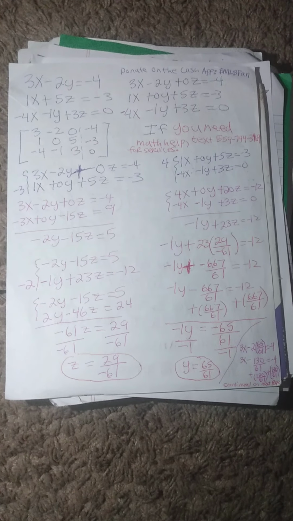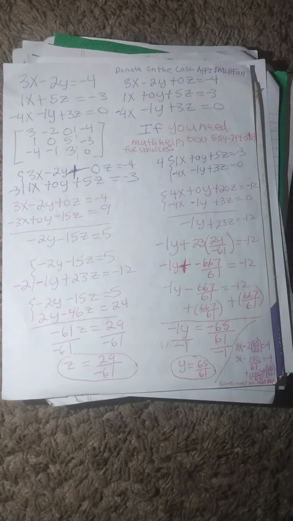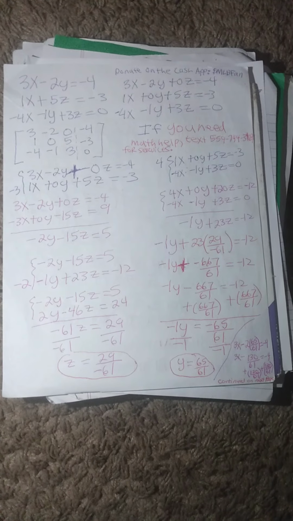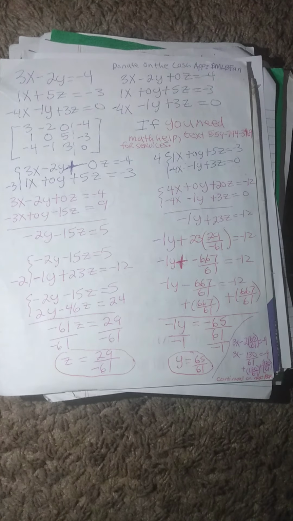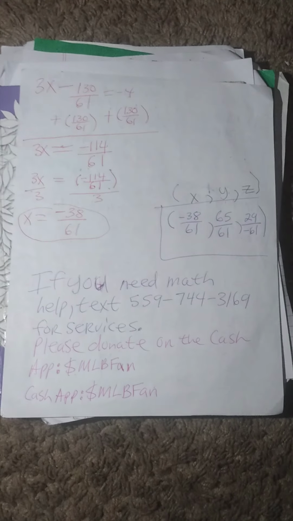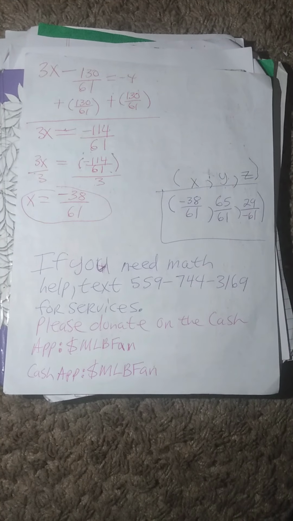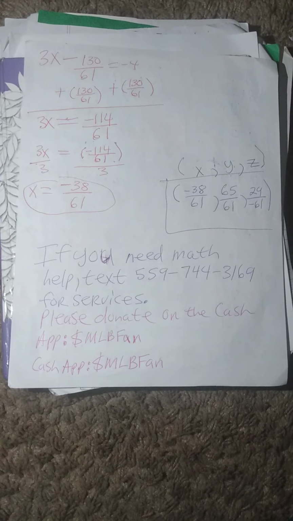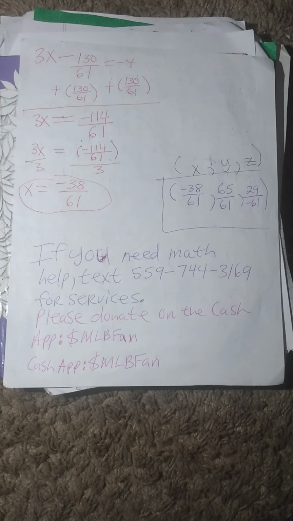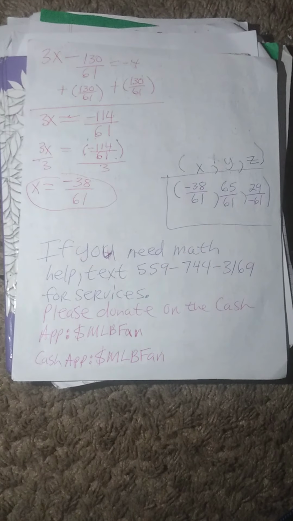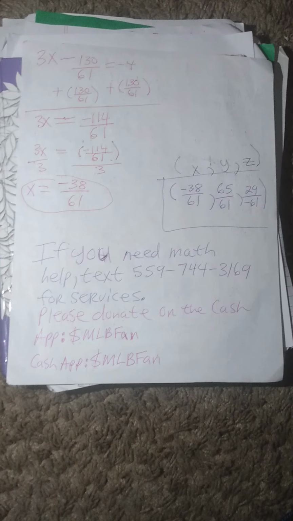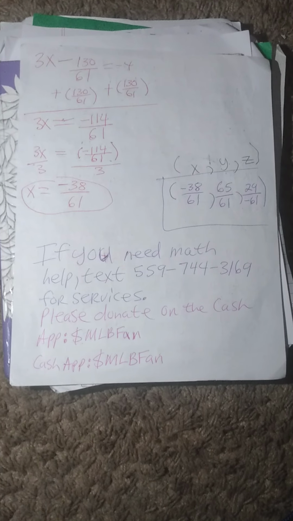So we will plug in the value for y, so it will be 3x minus 2 times 65 over 61 is equal to negative 4. So 3x minus 130 divided by 61 is equal to negative 4. So we add 130 divided by 61 to both sides. And then 3x is equal to negative 114 divided by 61. Then divide both sides by 3, and x is equal to negative 38 divided by 61.